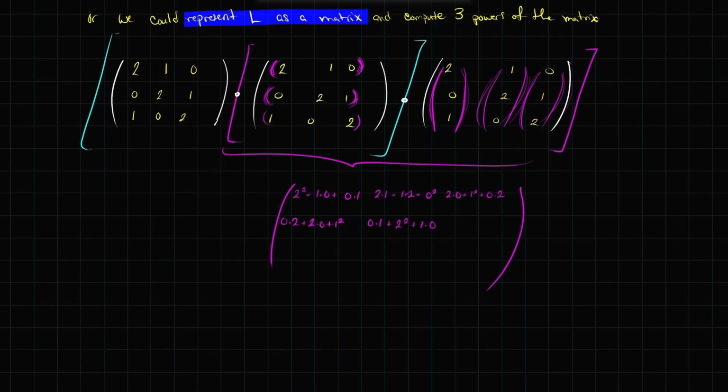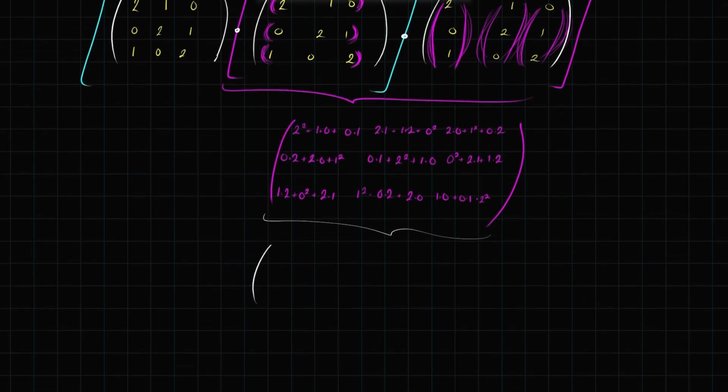If I do the middle and the right, I end up with 0 squared plus 2 times 1 plus 1 times 2. If I do the bottom left, I have 1 times 2 plus 0 squared plus 2 times 1. If I do the bottom and the middle, I have 1 squared plus 0 times 2 plus 2 times 0. If I do the bottom and the right, I have 1 times 0 plus 0 times 1 plus 2 squared.